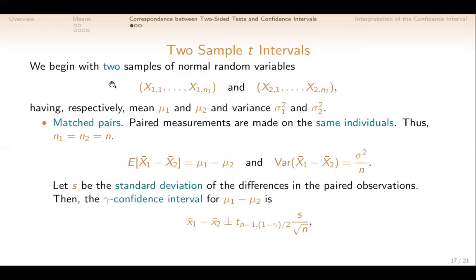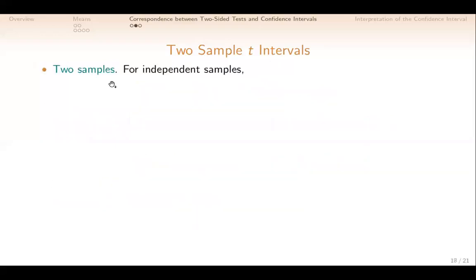Then the gamma confidence interval for mu1 minus mu2 is the estimate for the mean difference, which is x1 bar minus x2 bar, plus or minus the t distribution with n minus 1 degrees of freedom, and upper tail value 1 minus gamma over 2, times S over the square root of n. So that's what it looks like for matched pairs, and it has n minus 1 degrees of freedom.